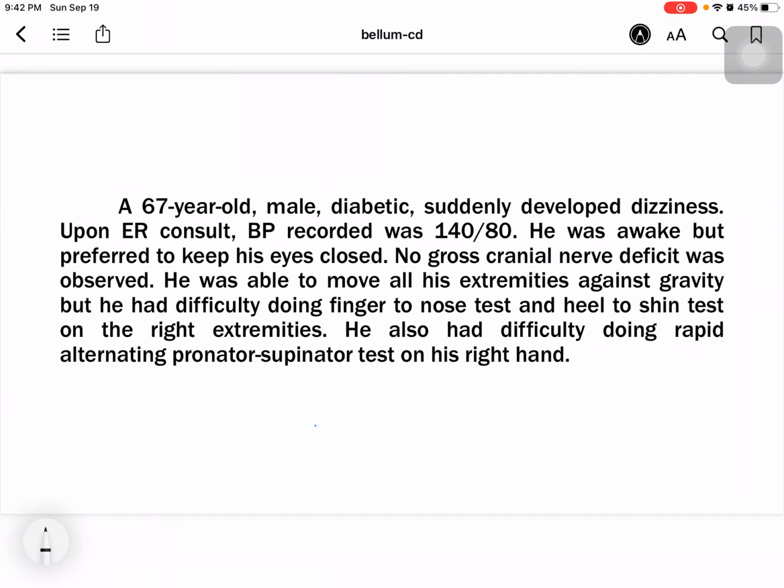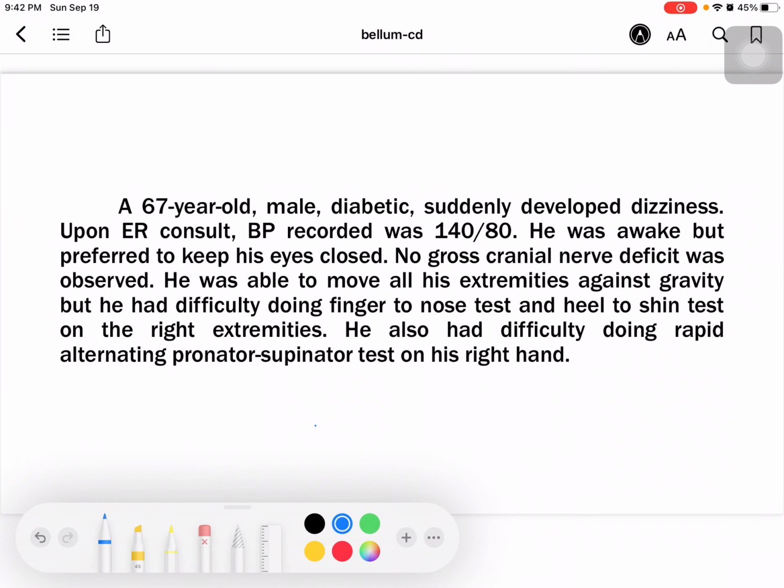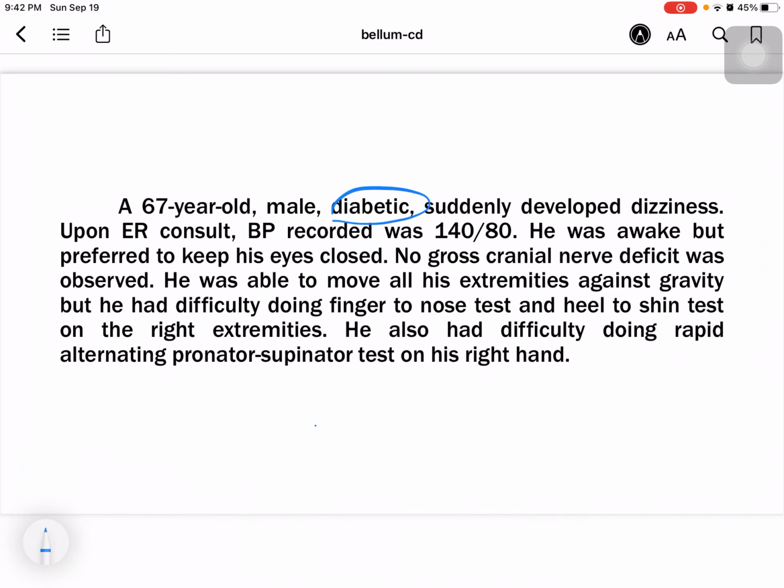So this is the case. We have a 67-year-old male. He is diabetic and suddenly develops dizziness. So it's sudden. Upon ER consult, the BP was recorded as 140/80, so that's high. He was awake but preferred to keep his eyes closed.